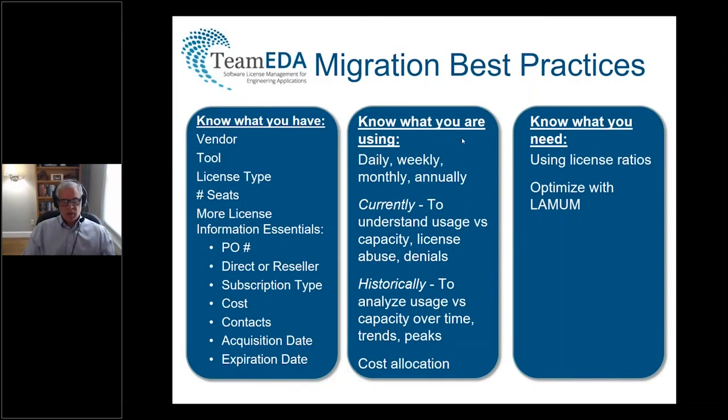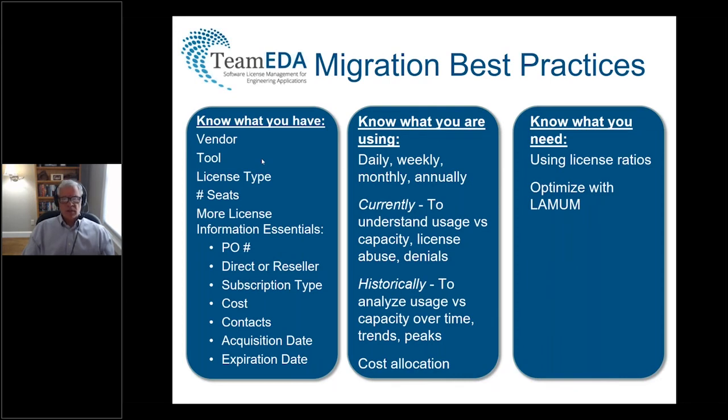LAMUM for short, but going through some of the migration best practices, it's important to know what you have. So taking a look at your vendor, your tools, the license types, whether it be annual subscription or perpetual, or whether it's node locked, named user, or floating licenses, the number of seats or licenses that you have. But there's more essential information that you need to gather, and that's the PO number, whether you purchase directly from the vendor or reseller, the subscription type, as I mentioned, the costs associated with that tool, who are the contacts, both internally and at the vendor or the reseller, the acquisition date, and very important is understanding the expiration date, knowing when that is when it comes time for renewal.